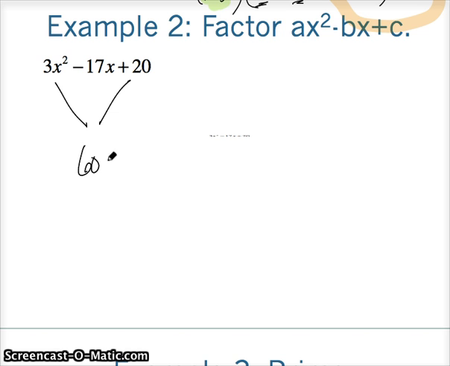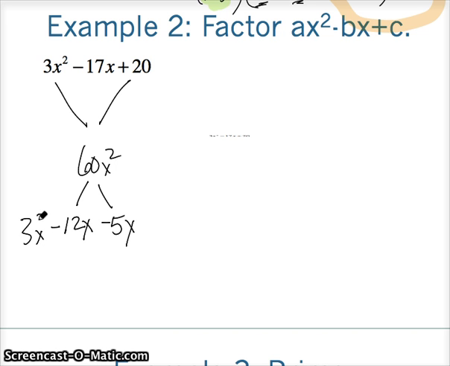So we have this 60x squared, and we need to figure out two numbers that multiply to give me 60 yet add up to give me 17. And hopefully you can think about it and you realize that those two numbers would be 12 and 5. Remember, they have to have the same sign because we want them to give me a positive 60, but when we add them up we want to get a negative 17. So I'm dealing with negative 12x and a negative 5x. They will multiply to give me that and add up to give me that.